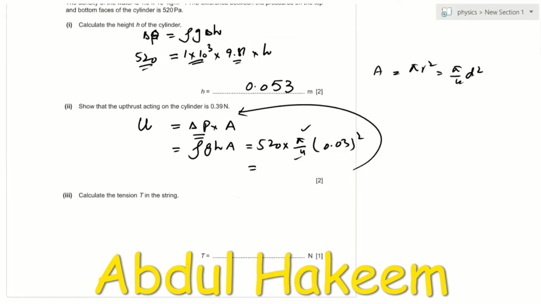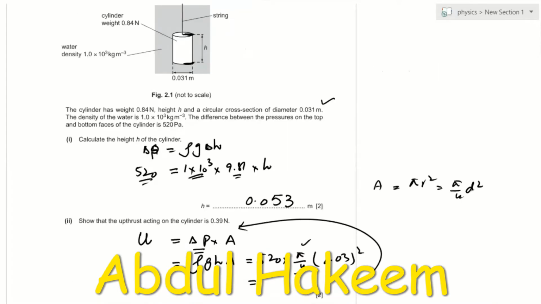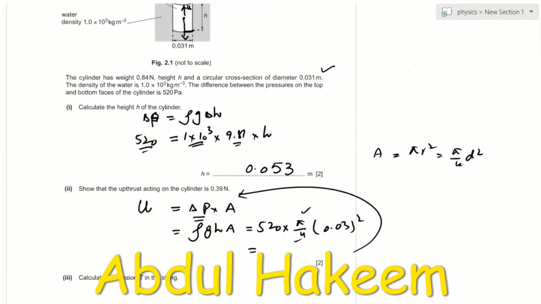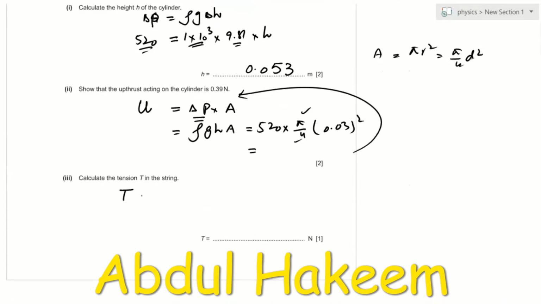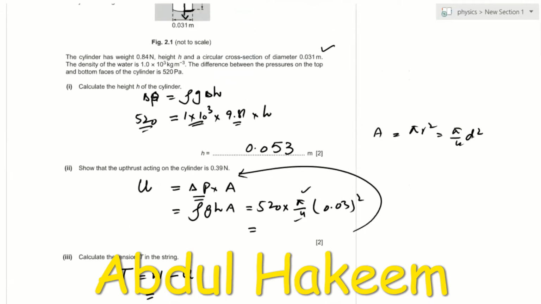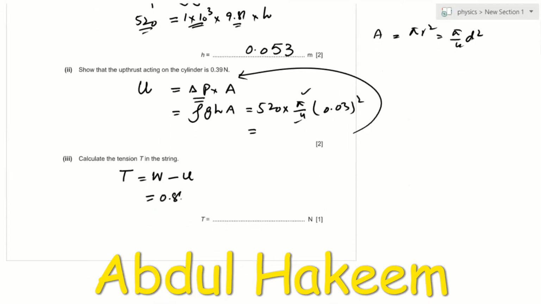Next, calculate the tension in the string. Look, the weight of the cylinder is acting down and the upthrust is acting up. So the difference of these two forces is the tension in the string. So we will write here, the tension is equal to weight minus upthrust. The weight is given as 0.84 and the upthrust calculated is 0.39. So the tension answer will be 0.45 Newton. The difference of the two forces, up and down, is the tension.